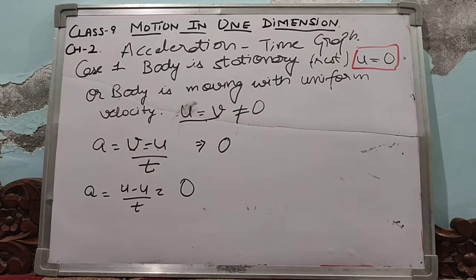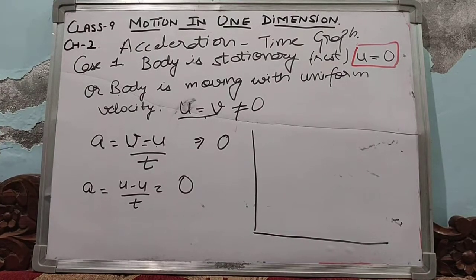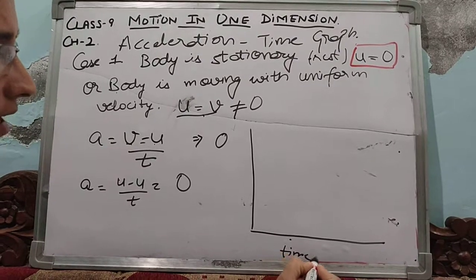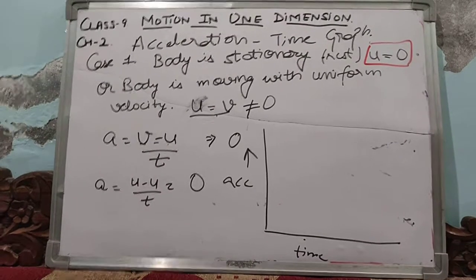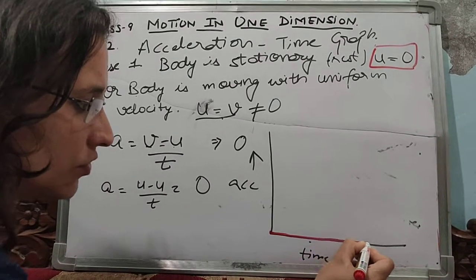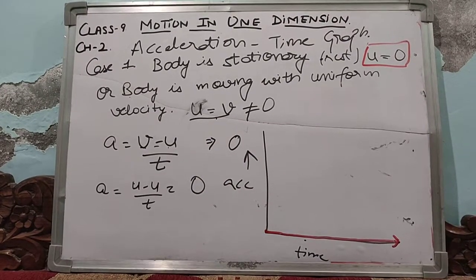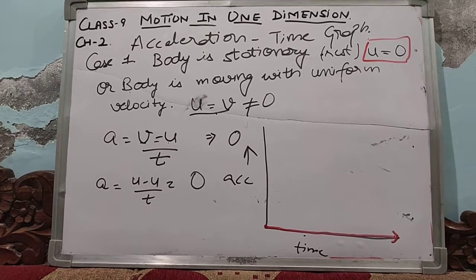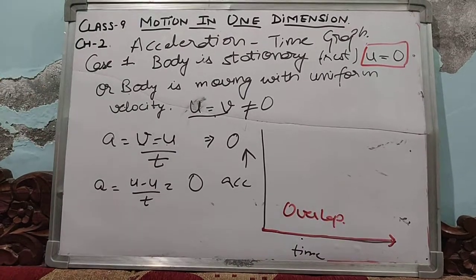Now how can we plot the graph for this situation? Remember, we take time along the x-axis and acceleration along the y-axis. So the acceleration time graph for such a situation will be a straight line which will coincide with the time axis. This will be the kind of graph obtained for a body when it is stationary, or for a body moving with uniform velocity. So it will overlap along the time axis.